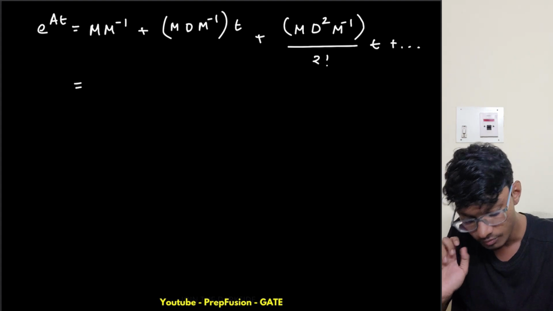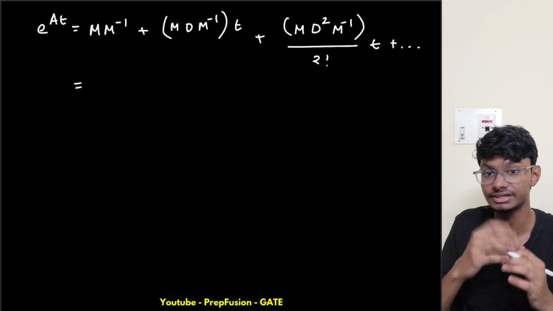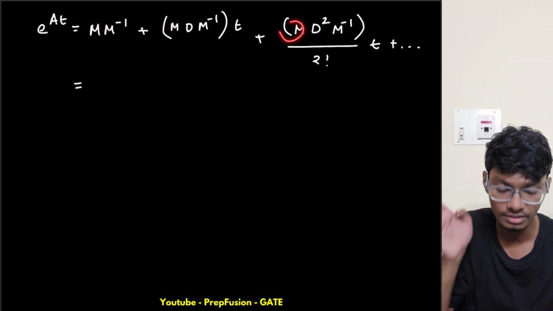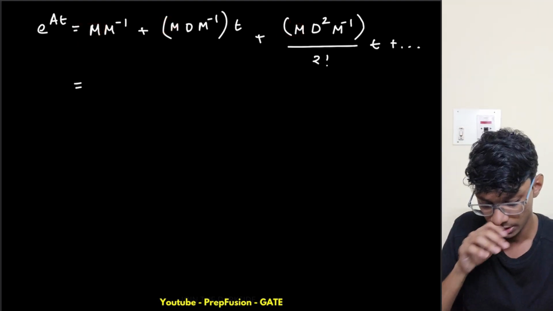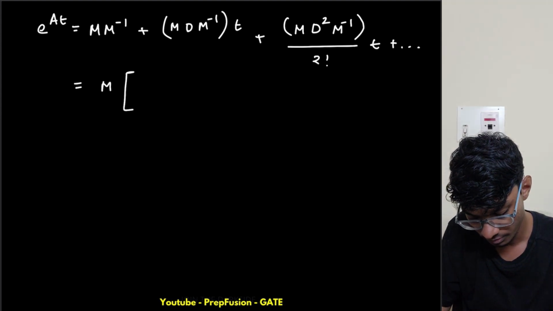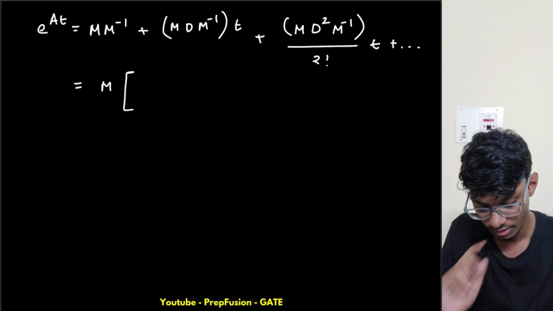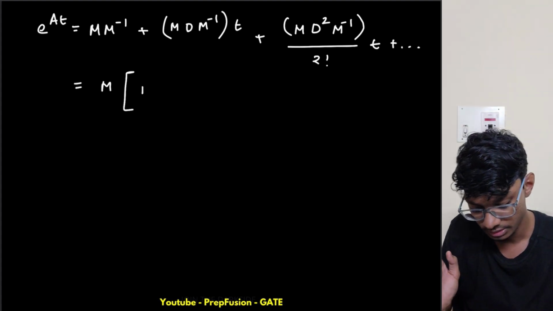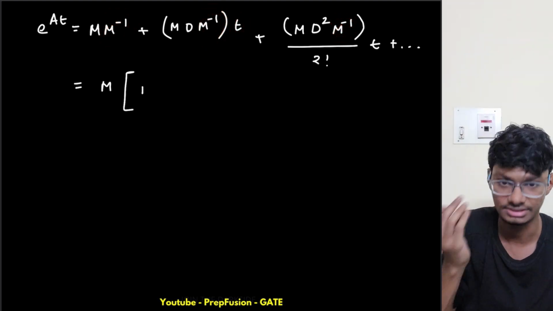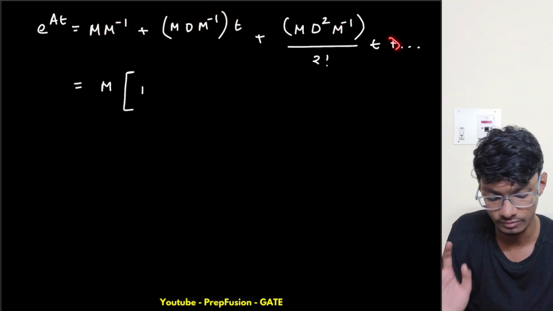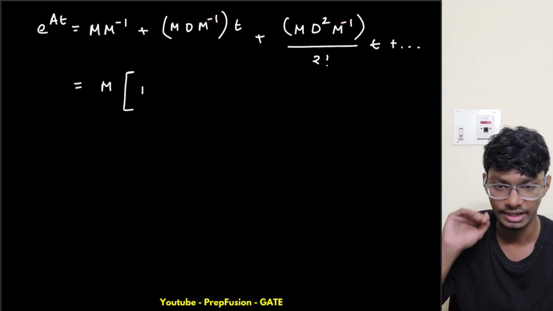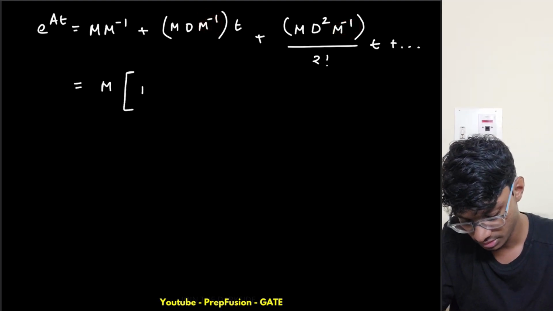Now what I will do is take common, but don't just take common blindly. I can take M common because it is multiplied in the pre with all of the matrices. So M I can take common in the pre. Now this is an M inverse. M inverse I can take common in the post, because t is just a scalar value, so that is not an issue. So M inverse I can take common for the post and M for the pre. So this becomes I only.